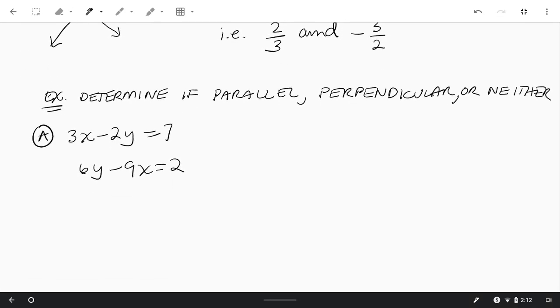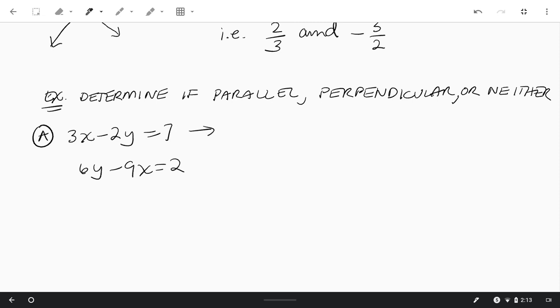So slope plays an important role. Okay, so since the slope plays an important role, we're going to go ahead and rewrite these two equations so that we can identify the slope. Okay, so we need to rewrite them in slope intercept form where the y is by itself. Okay, so let's go ahead and do this.